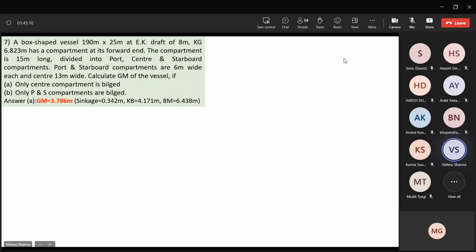A box-shaped vessel, 190 meters long, 25 meters wide, is at even keel. I think it's somewhere in an MMD question or Dubey's book, must be MMD because I would have picked it up from there. I may have modified it here and there a little bit by taking the forward end. A box-shaped vessel 190 by 25 is at even keel draft of 8 meters. So let me make the diagram.